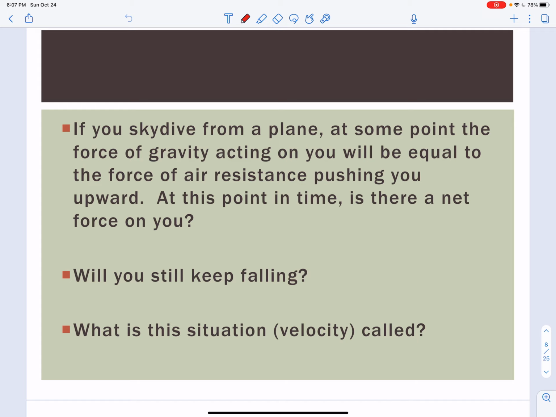Now, does that mean that you keep falling, or do you cease to fall? Well, if you've ever been skydiving, you know that you continue to fall. What's different is that you don't accelerate anymore. And so what is this situation called? I already gave it away. This is called terminal velocity. You're kind of stuck. This is the end velocity, the fastest velocity you can get to. So will you keep falling? Yes. And this is called terminal velocity.